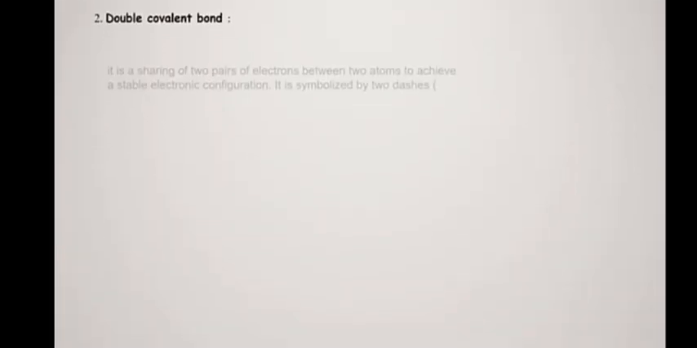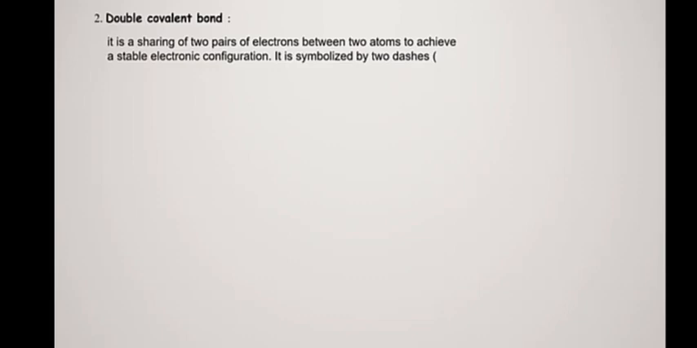Double covalent bond is a sharing of two pairs of electrons between two atoms to achieve a stable electronic configuration. It is symbolized by two dashes. Example: CO2.